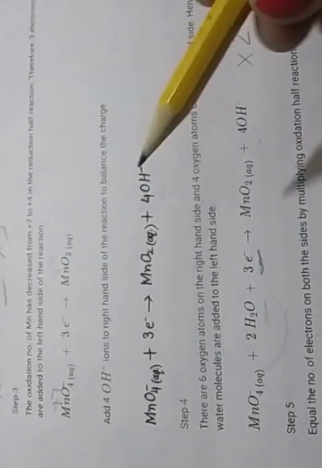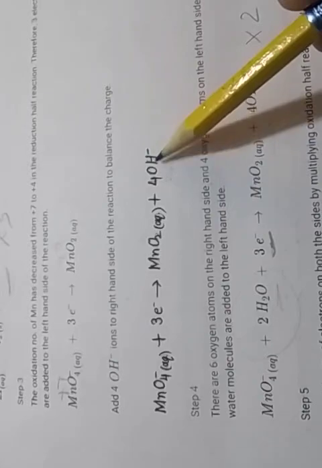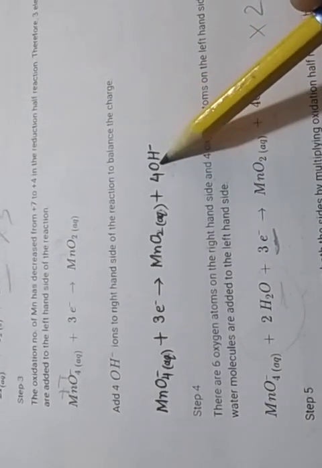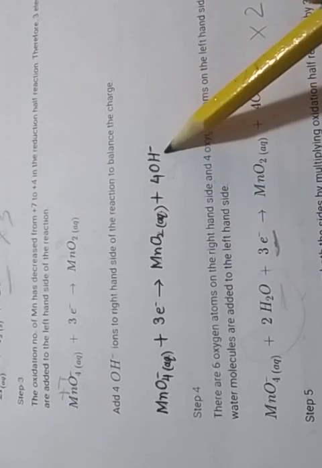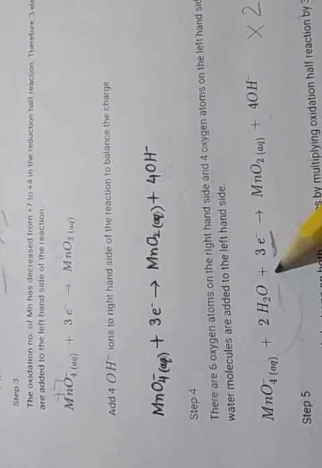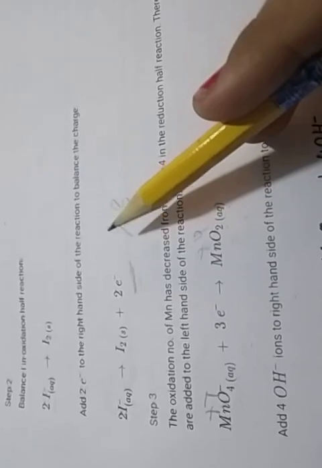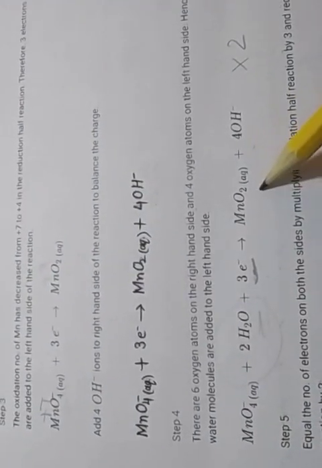For balancing the hydrogen and oxygen: here 4 hydrogen and 4 oxygen, and here 2, total 6. So for balancing we have to add water molecules on the left hand side, so 2 H2O. This is equation number first, with 2 electrons, and this is equation number second, with 3 electrons.